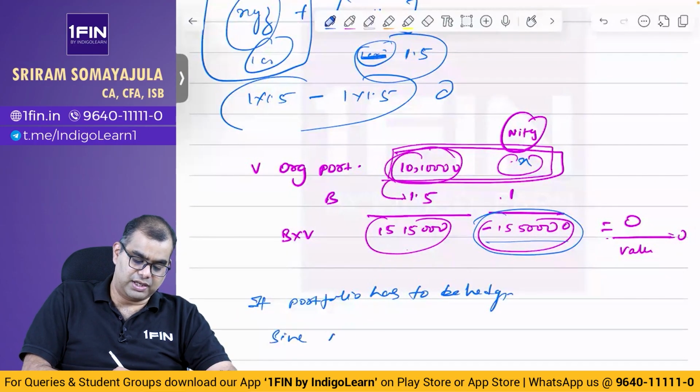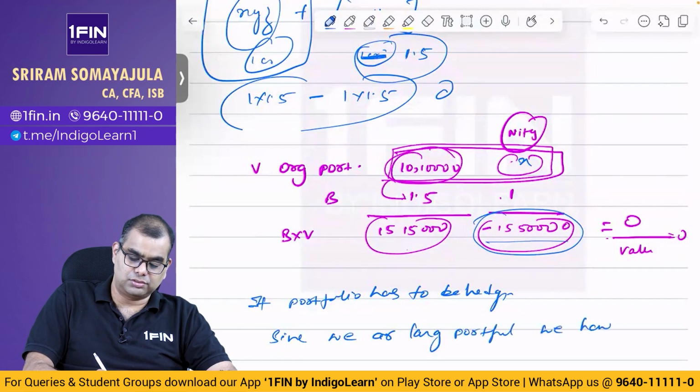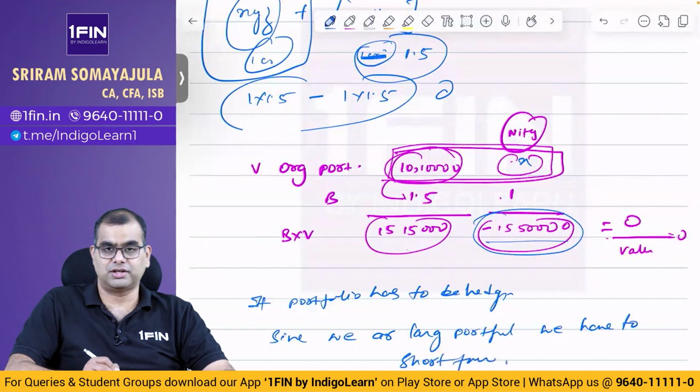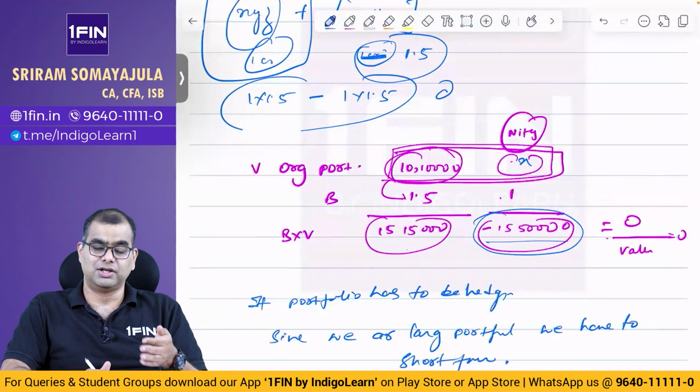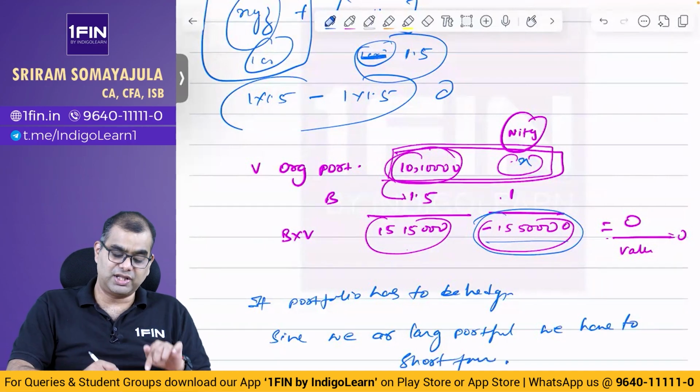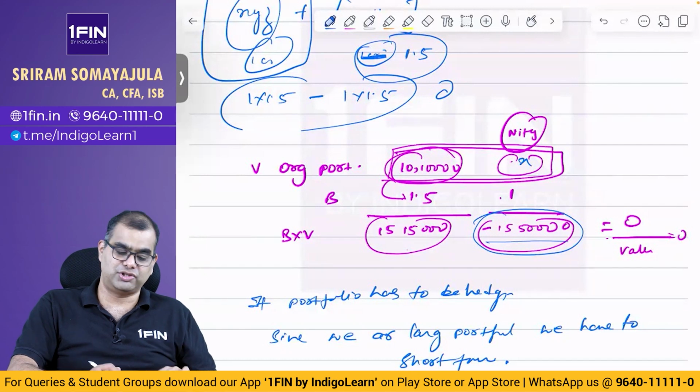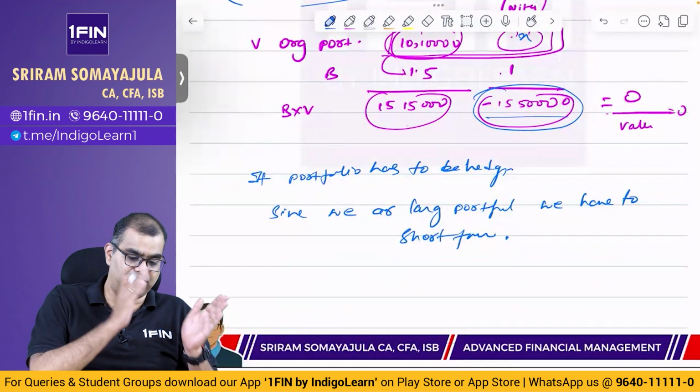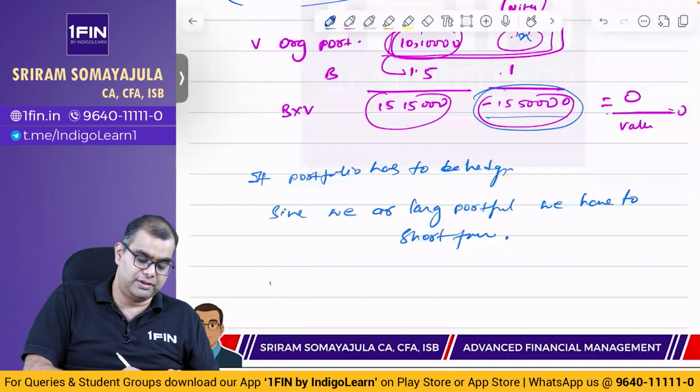Since we are long portfolio, we have to short futures. Short means, earlier I said long means buying, short means selling. So you have to sell something such that the beta becomes zero. Basically, beta of long position is equal to beta of short position. Beta long is equal to beta short.